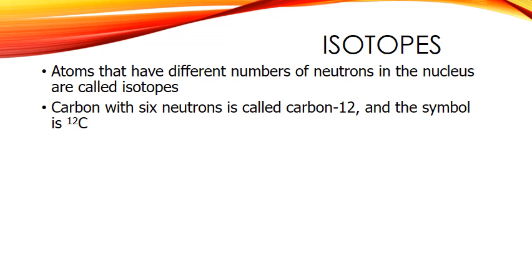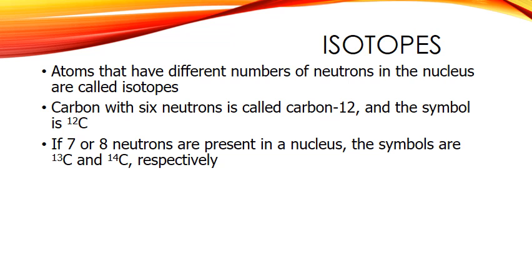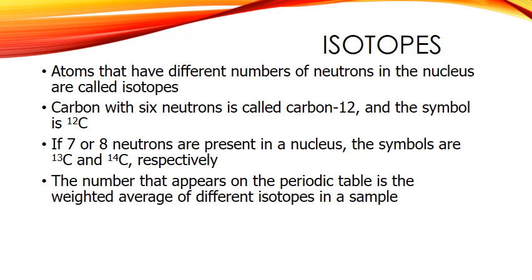So carbon with 6 neutrons is carbon 12, because 6 protons plus 6 neutrons is 12. And in the symbol, you'll see a 12 in the upper left-hand corner. If there are 7 or 8 neutrons in a nucleus of carbon, the symbols are carbon 13 and carbon 14. You may have heard of carbon 14 used for radiometric dating. The number that appears in the periodic table is the weighted average of different isotopes in a sample, and we'll talk about what that is.